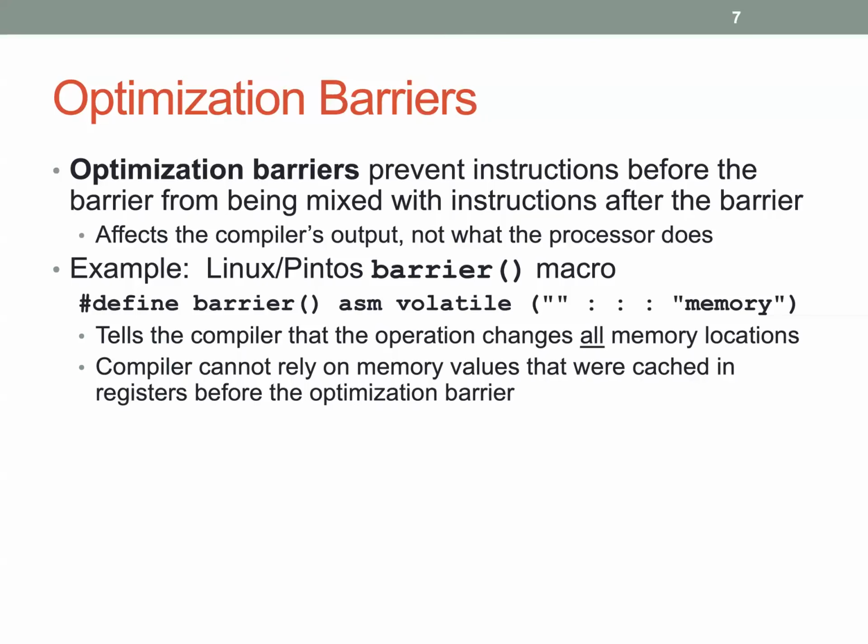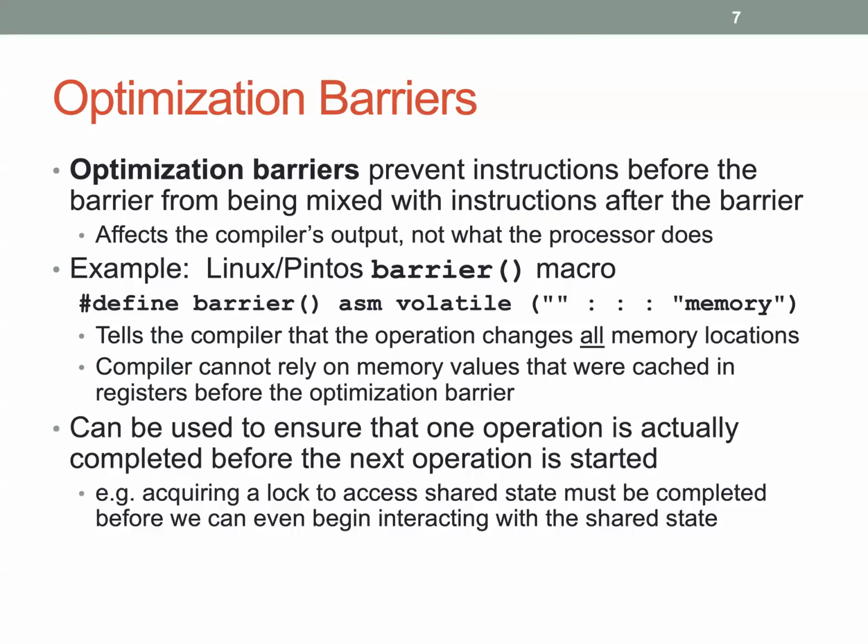Okay, so it's funny to me that this exists, but it's incredibly useful for preventing the compiler from making optimizations that reorder instructions across this barrier in the code. And you can find Pintos has this in its implementation because even though it only runs on single core, there are points where you need to make sure that optimizations don't interfere with the ordering of operations. So you can use this to ensure that one operation is completed before the next operation is started.